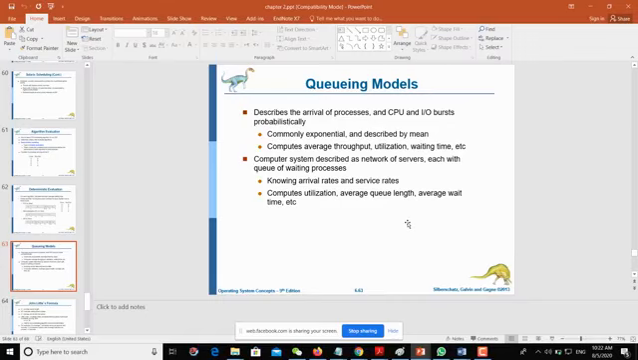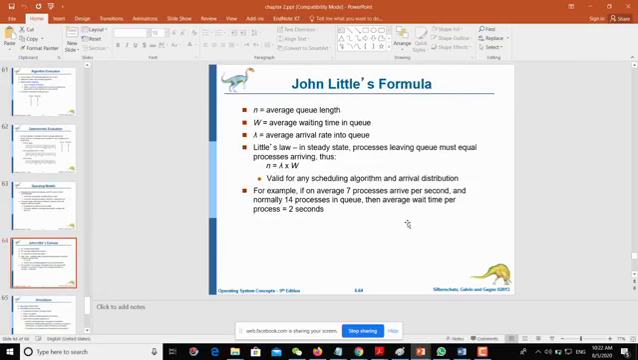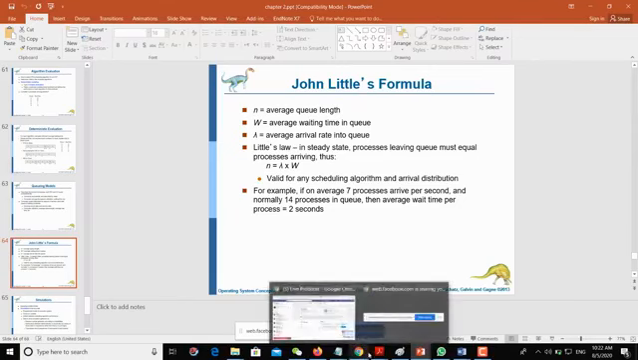So let's go to the next slide. I hope you understood this slide, but before teaching the next one, I would like to go to the comment section to see any question from the students.